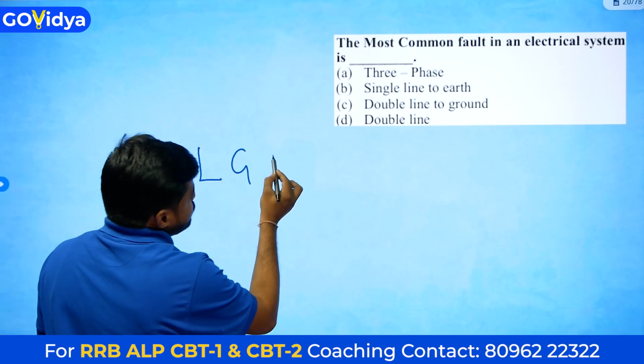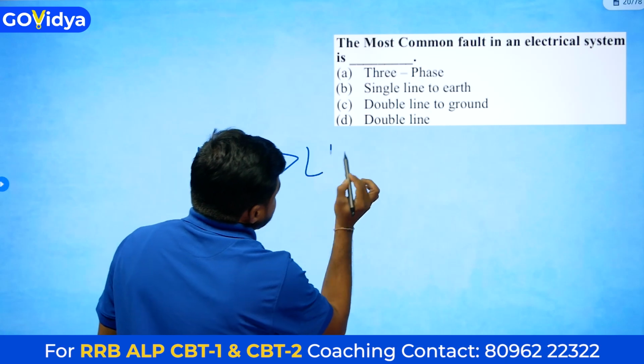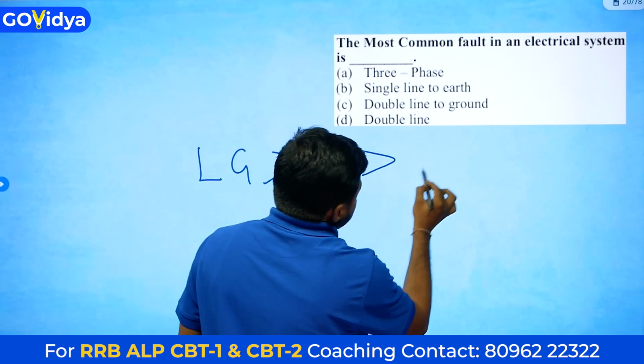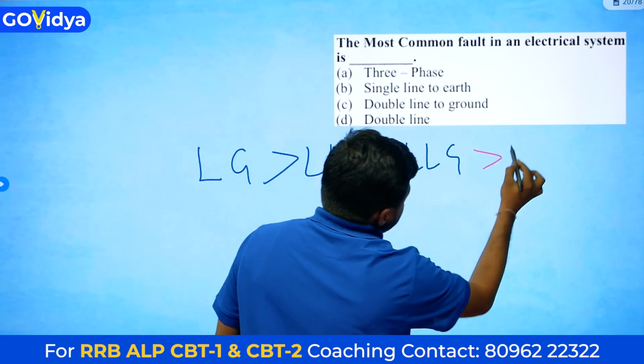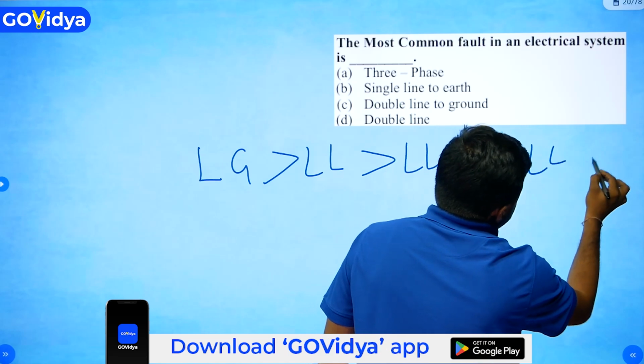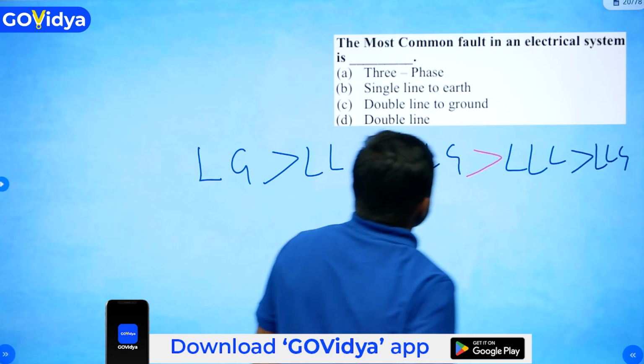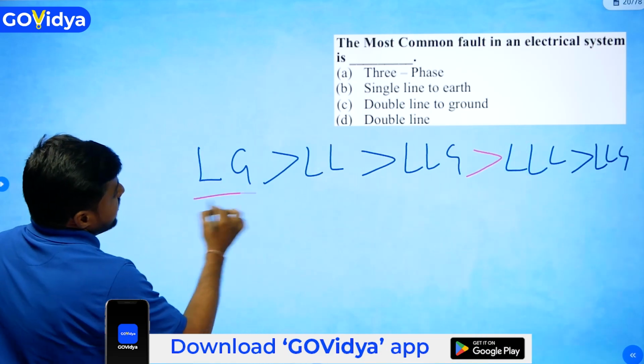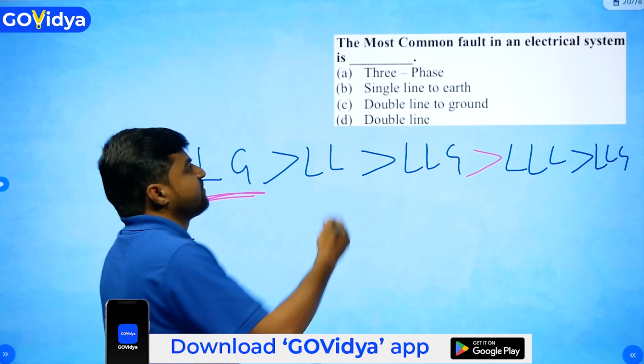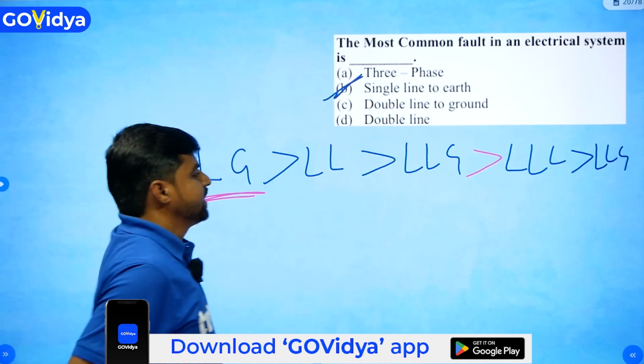Okay, the next most common fault is the LL fault. Then the LLG fault. Then the triple L fault. Then the triple L G fault. Okay, the most common fault is the line to ground fault or line to earth fault. Option B is the correct answer.